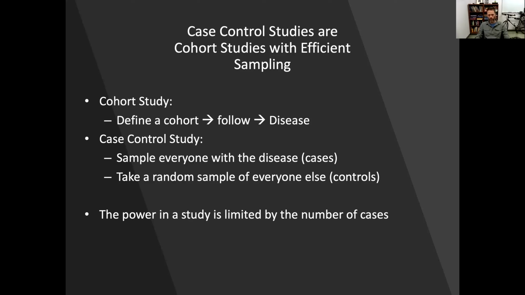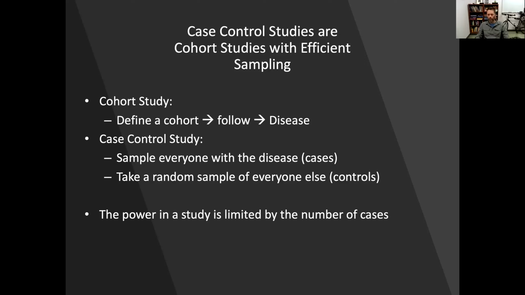We just sample everybody who's a case and we take a random sample of everybody else. So if you're a survey statistician, this just looks like a regular old survey sample. It's nothing special about it, but epidemiologists have tended to refer to this as a case control study. The power in a case control study is typically limited by the number of cases that you can enroll. The more cases, the more power.